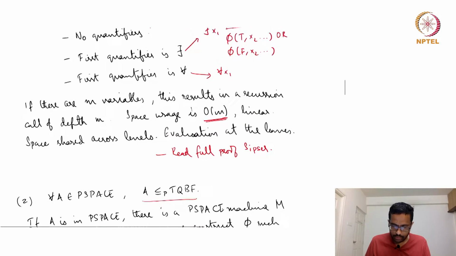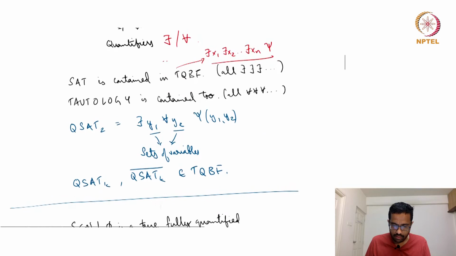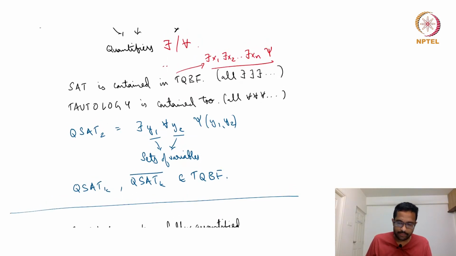I just wanted to add one more thing. Notice that we are doing this under polynomial time reductions, and we saw that SAT is contained in TQBF. Tautology can be represented as a TQBF instance. QSAT2, QSAT k, their complements, all of them can be represented as a TQBF instance. This means that SAT is an NP-complete language, and all of NP is contained in PSPACE. All of co-NP, where tautology is a co-NP-complete language, is contained in PSPACE. All of sigma 2 is contained in PSPACE, sigma k is contained in PSPACE, pi k is contained in PSPACE. So the entire polynomial hierarchy is contained in PSPACE.